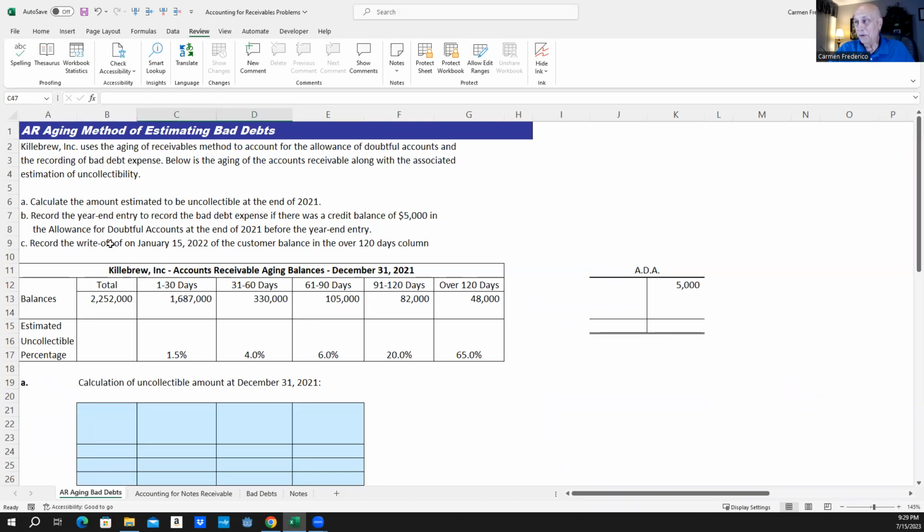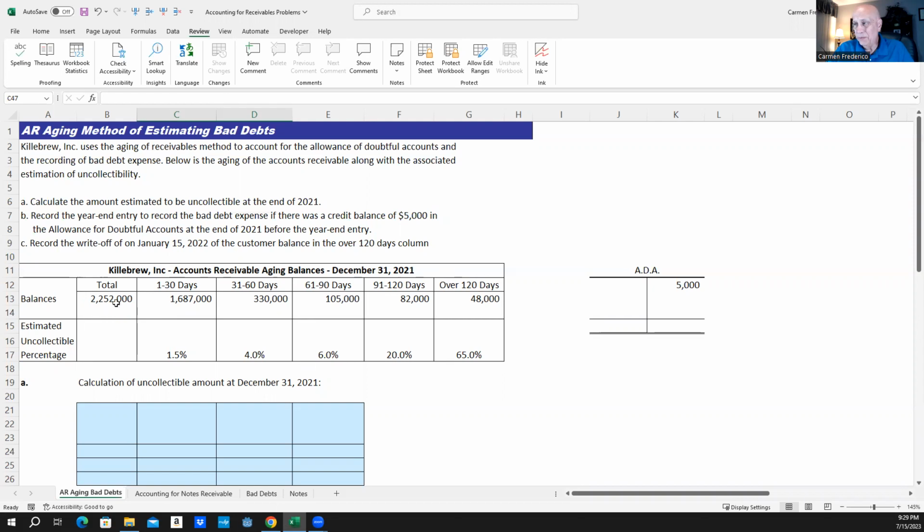And then C, we're going to write off a balance on January 15th of the customer in the 120-day column. We're going to find out on January 15th that this customer is not going to pay us, so we're going to write it off. So that's what we're going to do. The first thing we need to do is calculate the estimated uncollectible at the end of 2021. So let's look at this table.